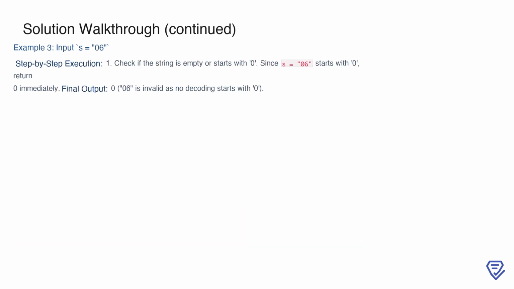Here, the input string is s equals 06. We begin by checking if the string is empty or starts with 0. In this case, the string starts with 0, which makes it invalid for decoding. Since no decoding can begin with 0, we return 0 immediately. This means the output for the string 06 is 0, as it cannot be decoded in any way.